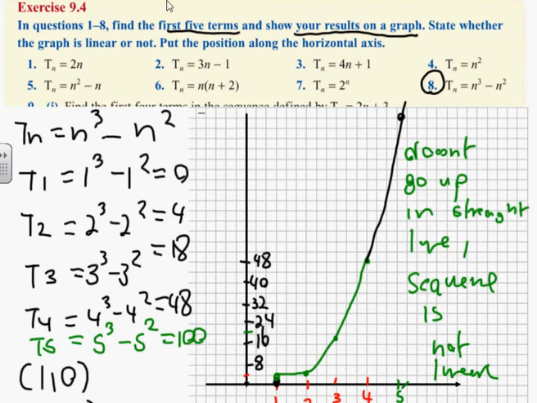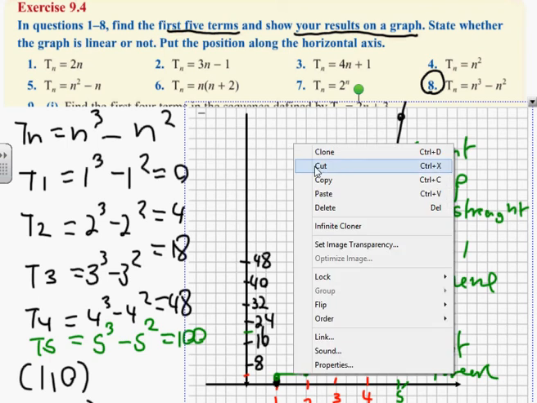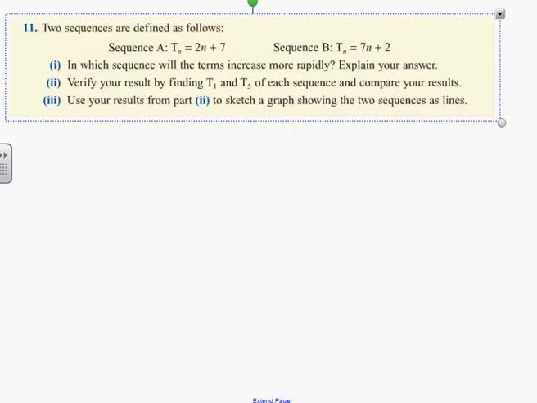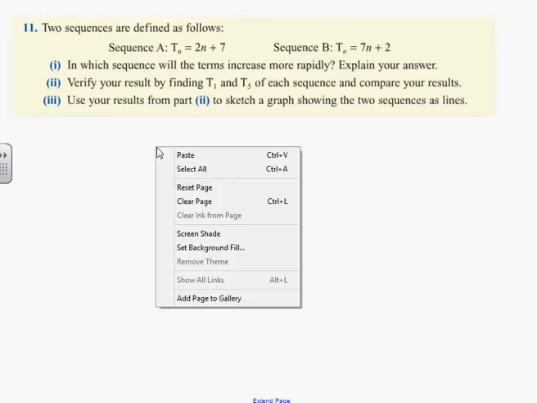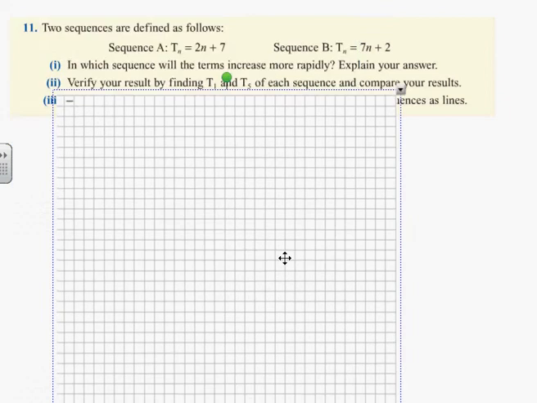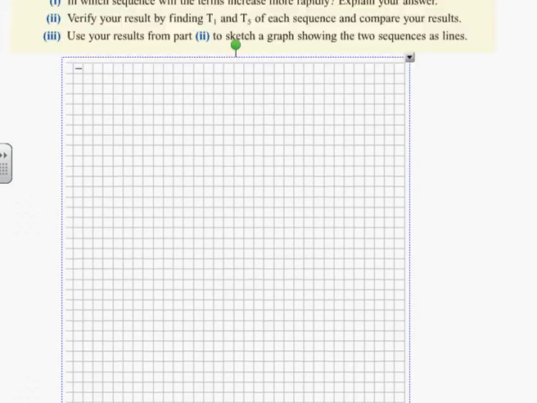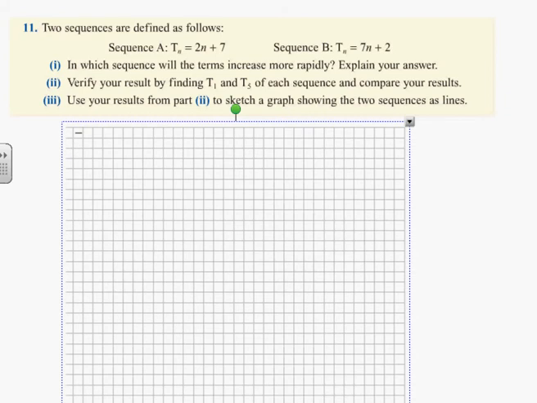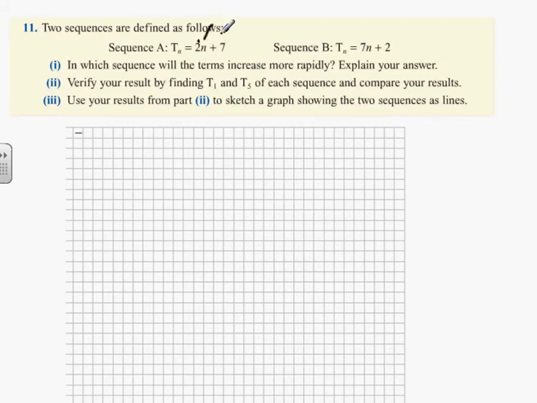Questions after this, they love the sequence question mixed in with a graph. They overuse them big time. So if I was to draw these 2 graphs out, can anybody tell me what one is this jumping up in? Sequence A. How do we know it's jumping up in 2s, Dennis?